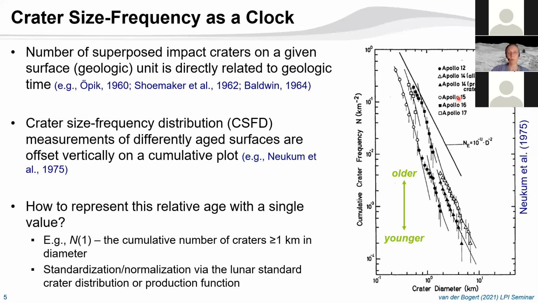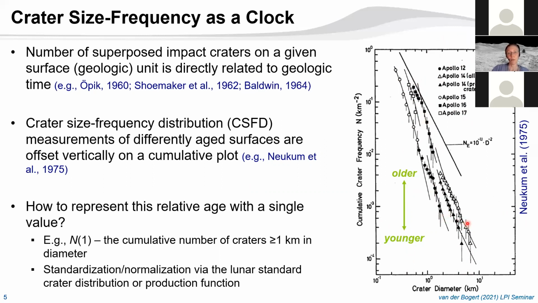And what you end up with, in the example here, are crater size frequency distributions that were measured at different Apollo landing sites by Neumann et al. in 1975. You get these distributions of craters that are pretty parallel to each other. And what you can see in a graphical representation, rather than the visual representation that we saw in the previous slide, is that the older units are plotting higher in the plot and the younger units are plotting lower in the plot. So that gives us an idea of the relative ages of these geologic units.